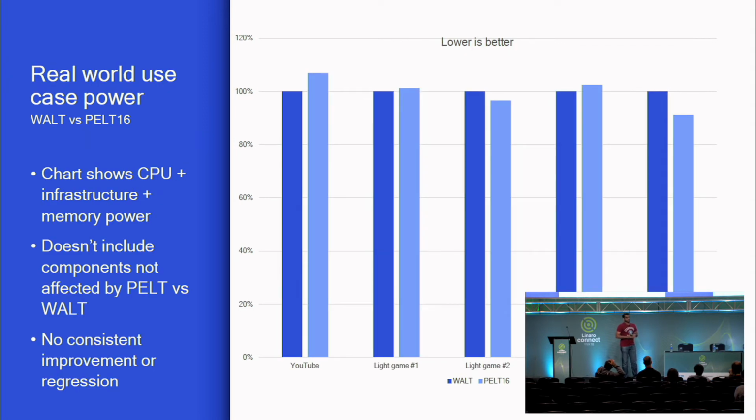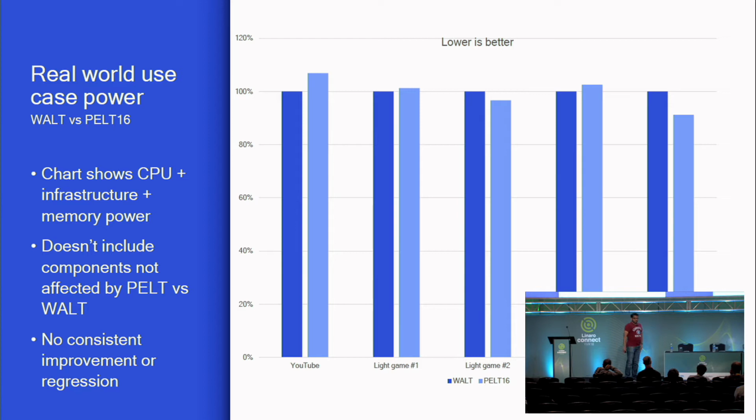So going over to real world use cases, that's when things get murky. In some cases, PELT has more power consumption than WALT. In some cases, PELT has lower power consumption. In all the power graphs, lower is better. When I say power here, I'm just talking about the power of the CPU, the chip infrastructure, and the memory. These are all the parts that can be affected by changing between WALT versus PELT. I'm not including the display power or the Wi-Fi power because they're mostly irrelevant in comparing WALT versus PELT. And if you have a really bright display, it can wipe out any savings you might get on the CPU. It doesn't mean it's not important.